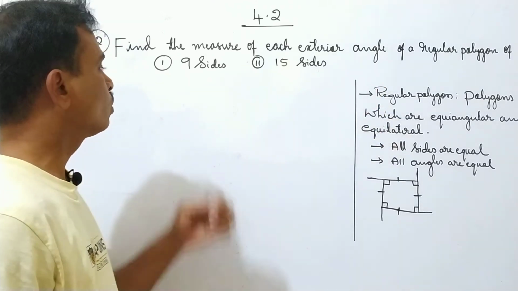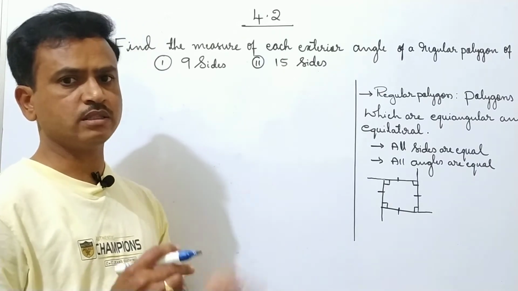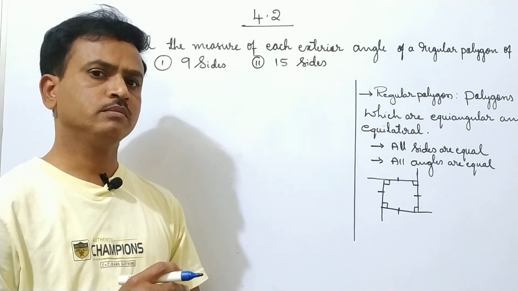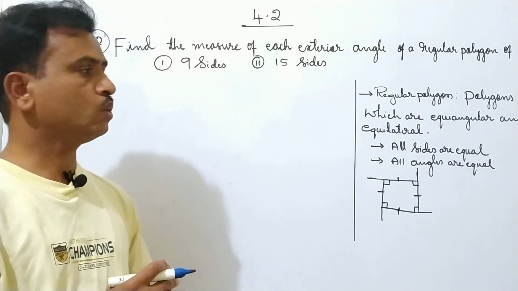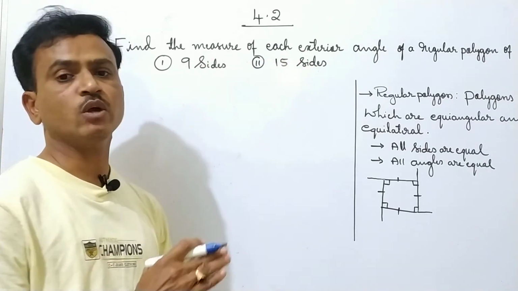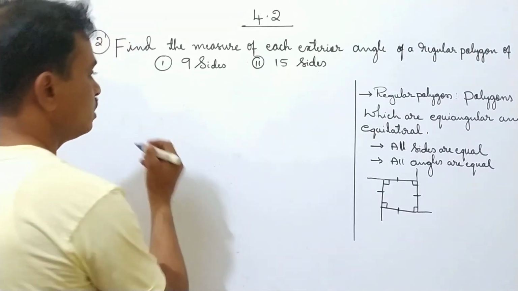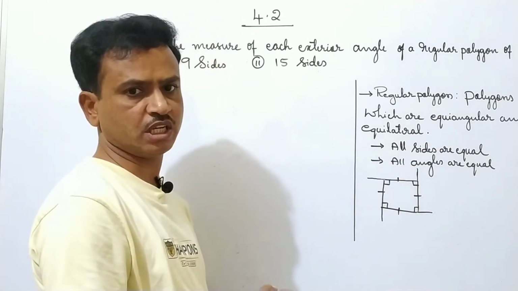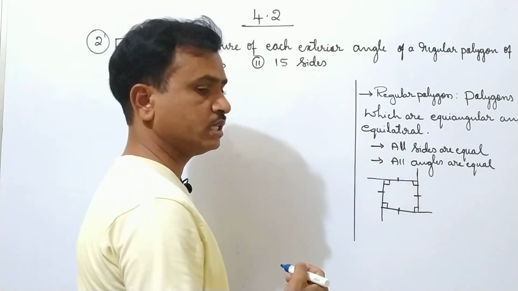Now here a total of 9 sides are there. In this question, 9 sides. A regular polygon with 9 sides is a nonagon. So what is each exterior angle of that regular polygon? Here we should find that. Now the sum of all the exterior angles is equal to 360 degrees.